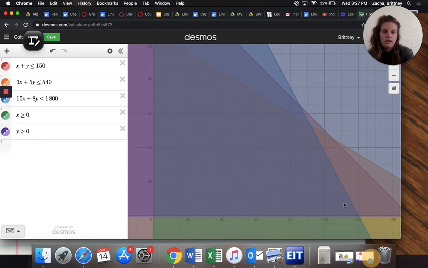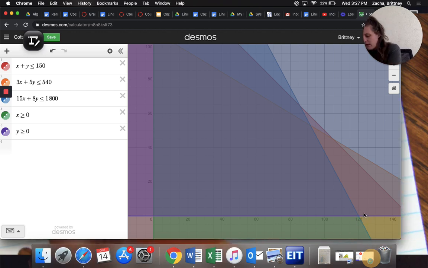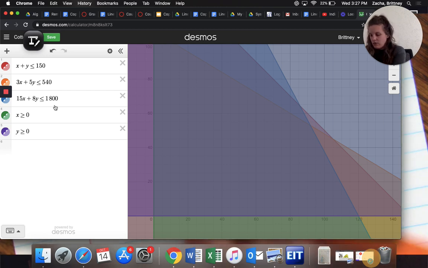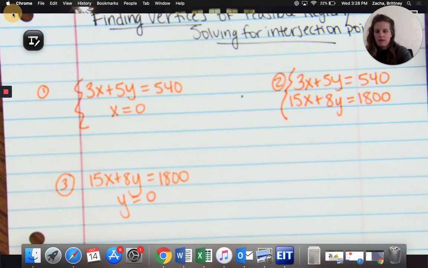All right, then we have this one down here. What is that? Blue intersecting purple. My blue line is the 15x plus 8y, and I'm getting them again from over here. So 15x plus 8y equals 1800. And then my purple line is y equals 0. And then this one, how easy. This one is green intersecting purple. Let me minimize that. There's that third vertex here.